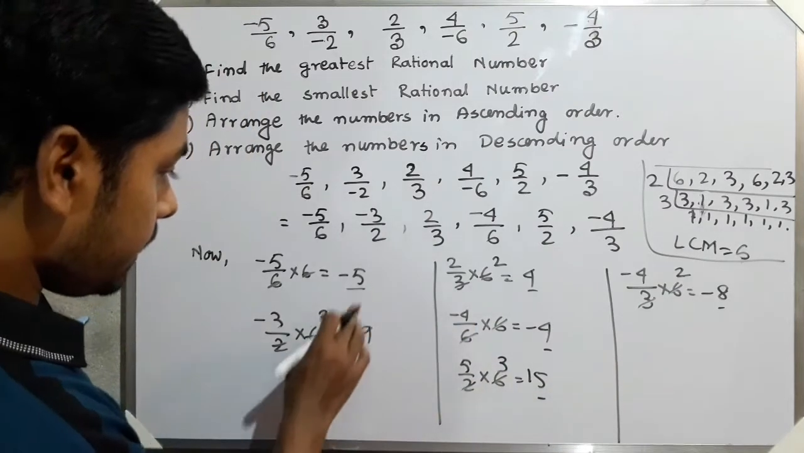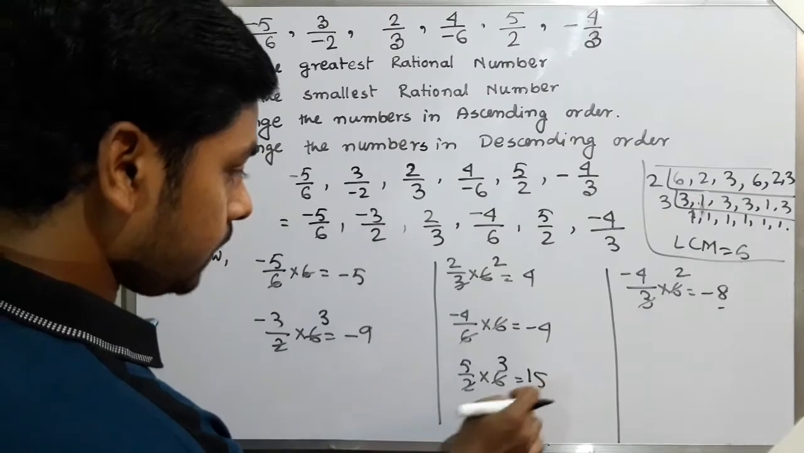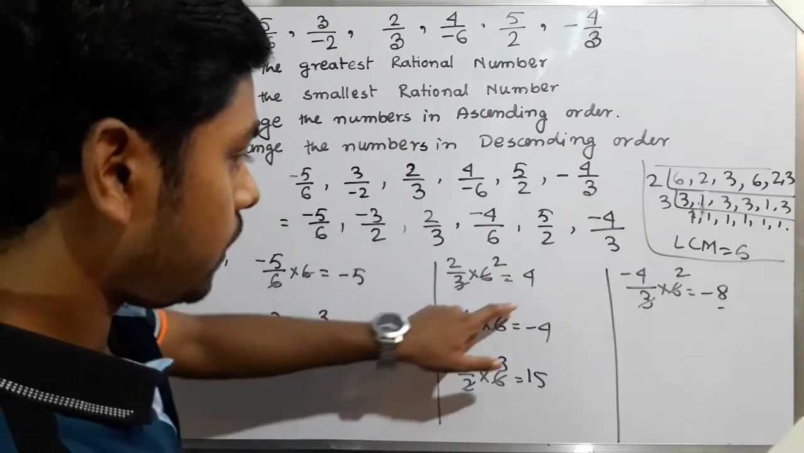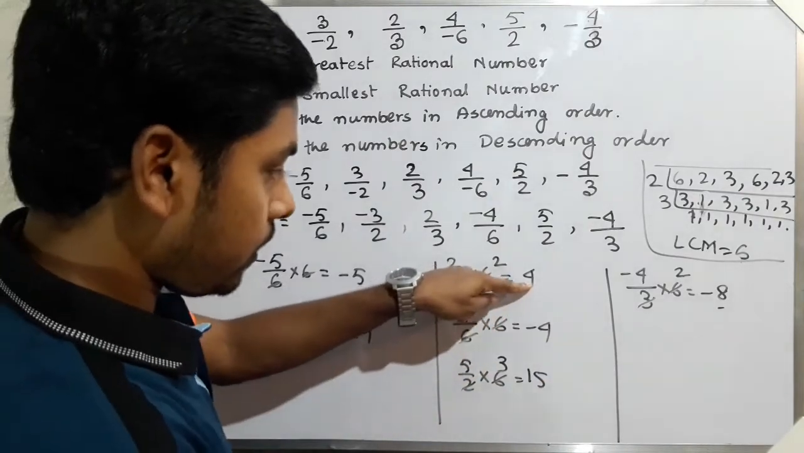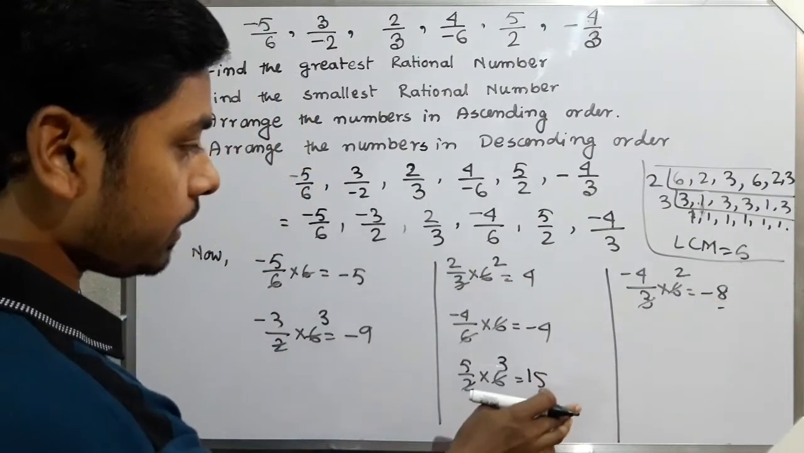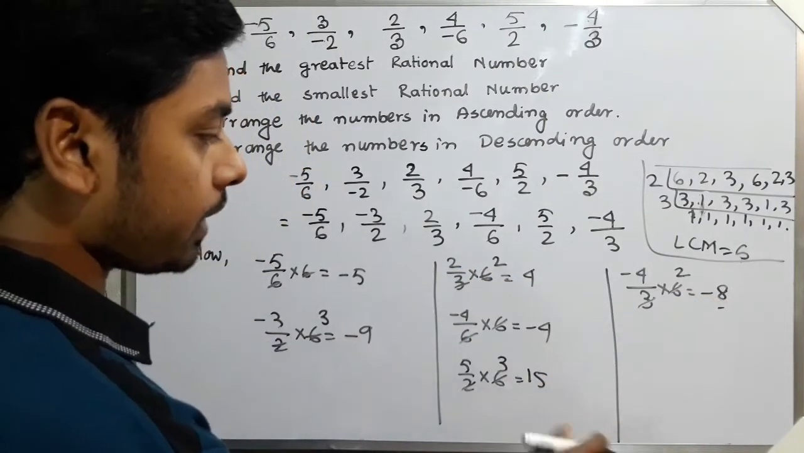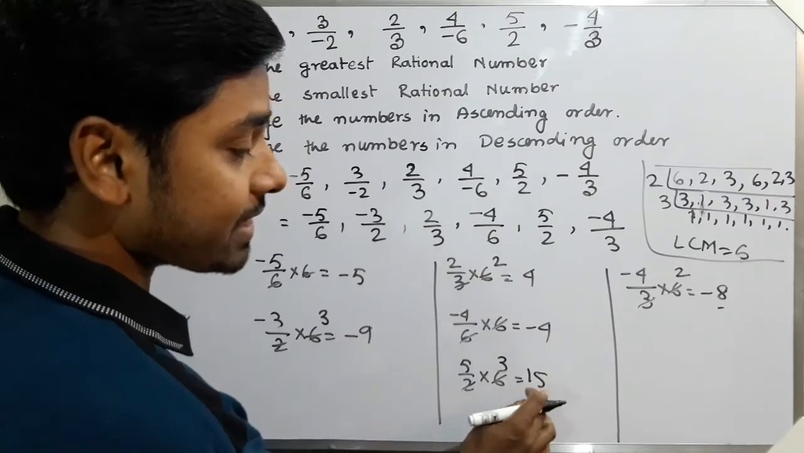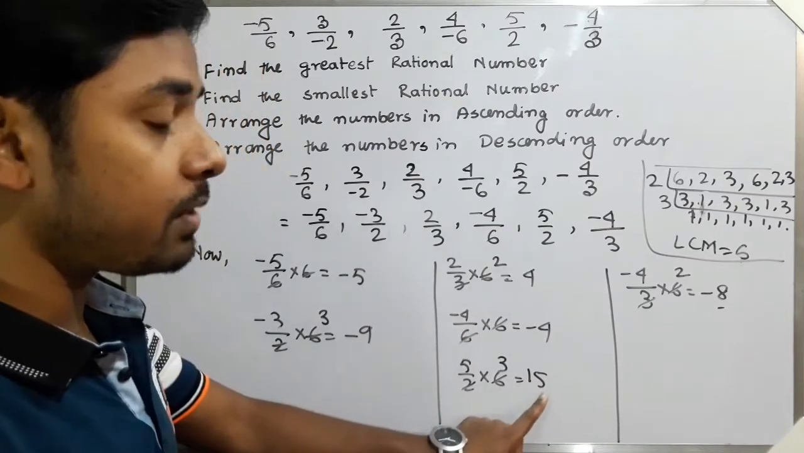Here you can see, here 4, here 15, and all the others are negative. Except 4 and 15, all are negative. So you can see 15 is the greatest number.